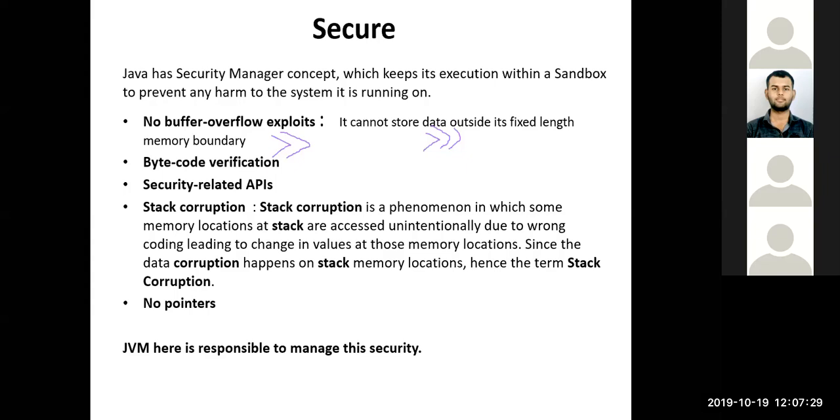Now, what is stack corruption? Stack corruption is a phenomenon. Let me read this definition, and then we will talk about it. Stack corruption is a phenomenon in which some memory locations on the stack are accessed unintentionally due to wrong coding, leading to change in values at those memory locations. Since the data corruption happens on stack memory locations, hence the term stack corruption.